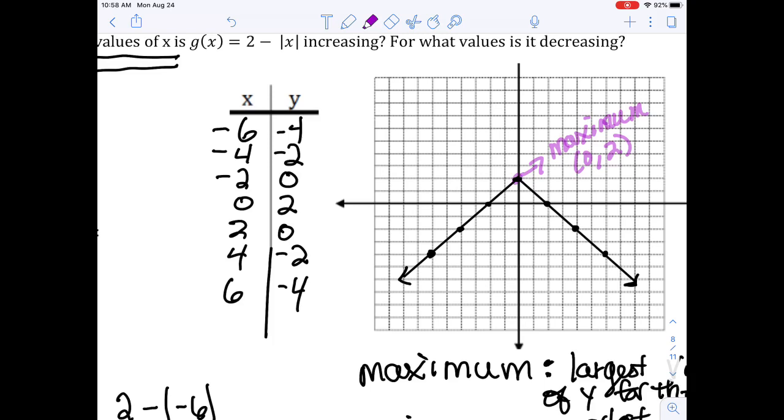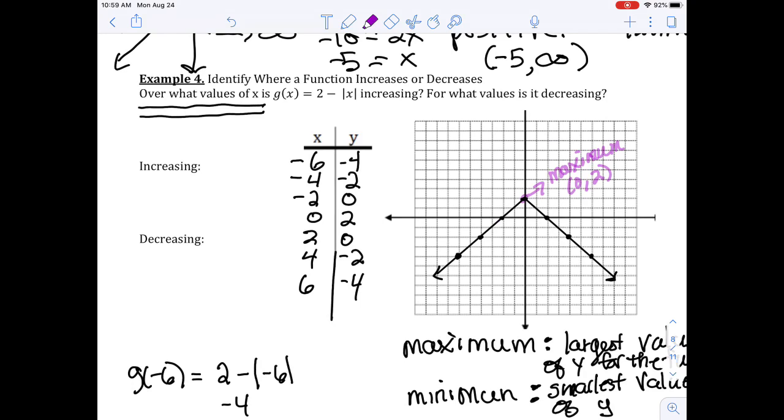Now, we're going to get into more vocabulary later on. The maximum value of the function is just 2. The maximum location of the function is (0, 2). But the maximum value is just the number 2. So there's a little bit of a distinction between that, and we'll practice that.